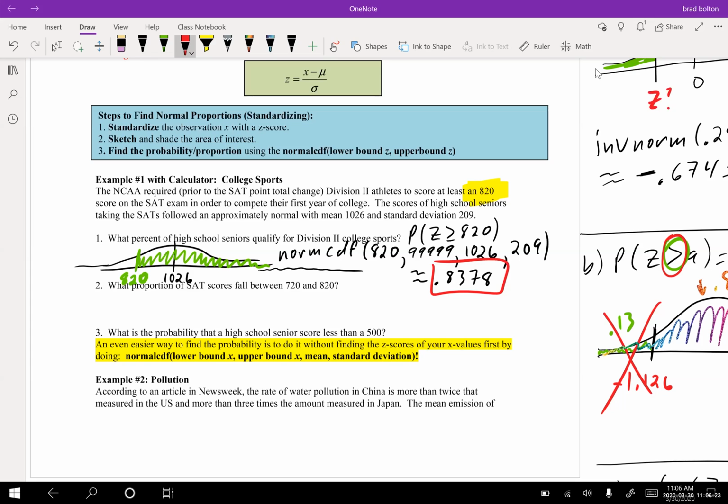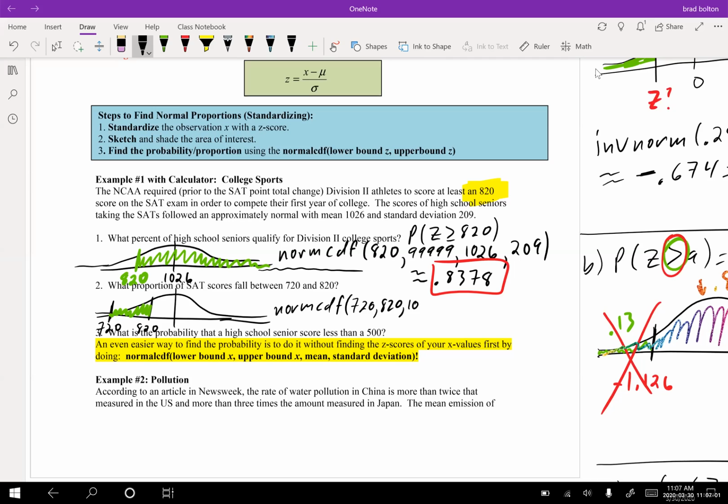Now it says, what proportion of SAT scores fall between 720 and 820? So what you do is you take your curve again and draw it. We know that we're in the middle, and 720 is probably here, and 820 is probably here, right? And then we shade that region in, okay? Based on that, we're going to do normal CDF of 720 to 820.